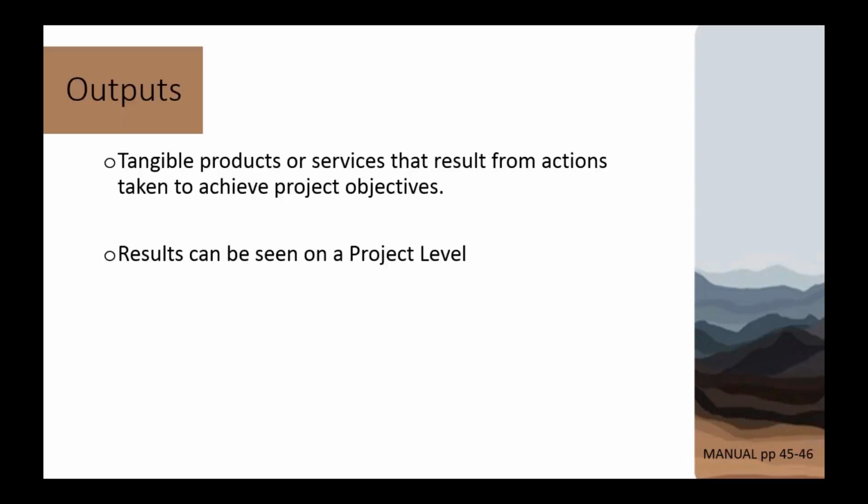Okay, so the definition for an output is the tangible products or services that result from actions taken to achieve project objectives. The results that we're talking about can be seen on a project level, and outputs used to be the same thing as deliverables. So they're tangible products. They're developing a manual, developing a curriculum, producing a communication plan, that type of thing. Those are tangible products.